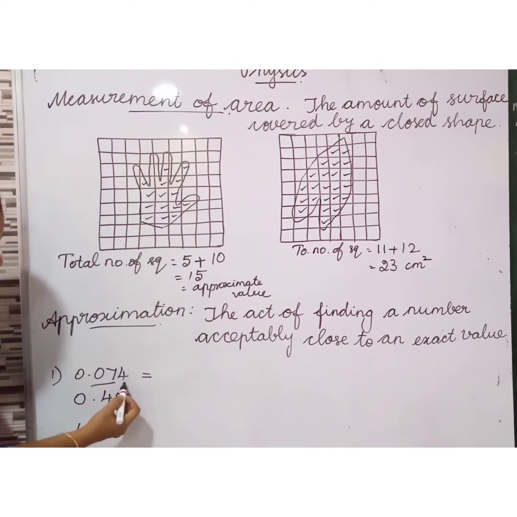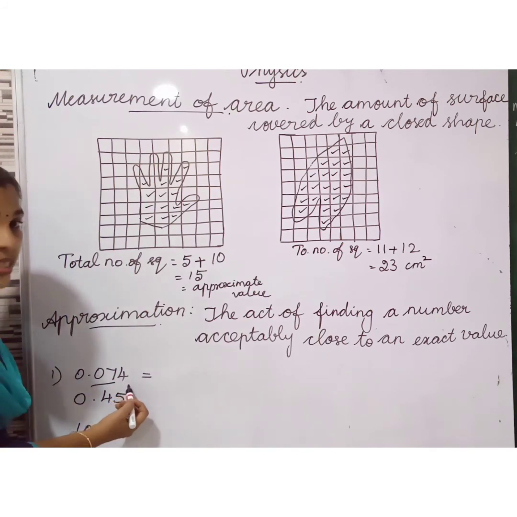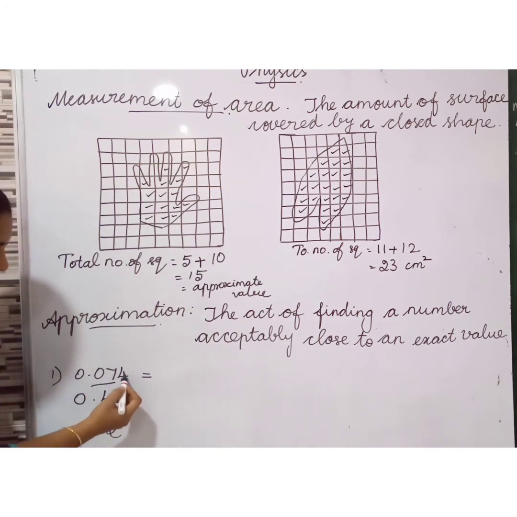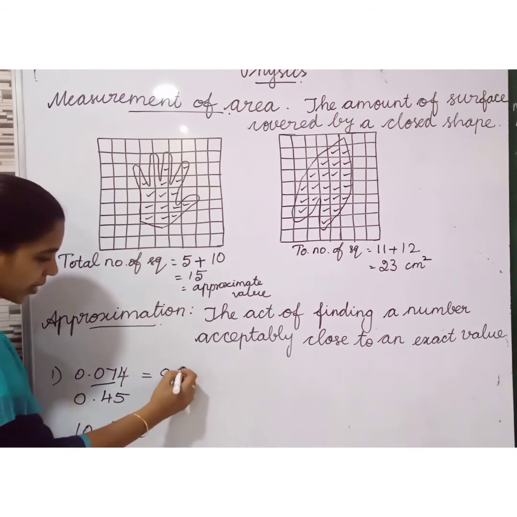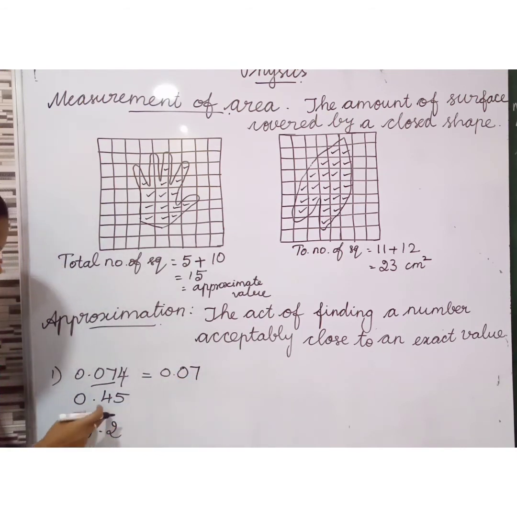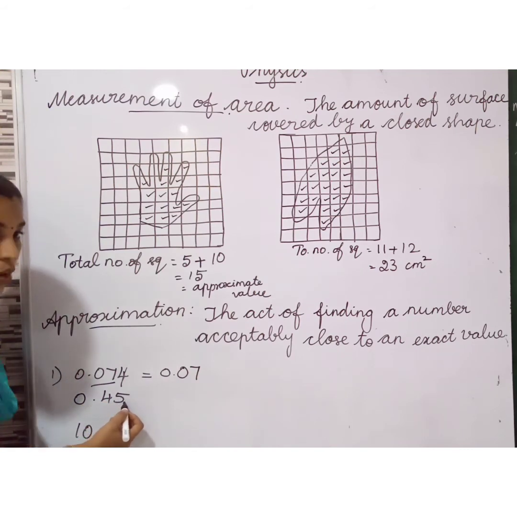0.074. The first digit is less than 5, so we don't write this digit. We have to write 0.07. Listen here. Next number: the first digit is equal to 5.